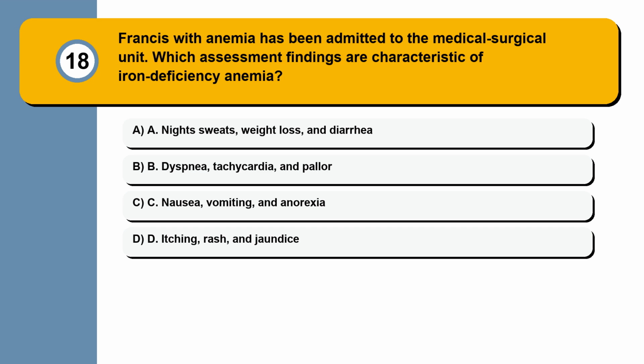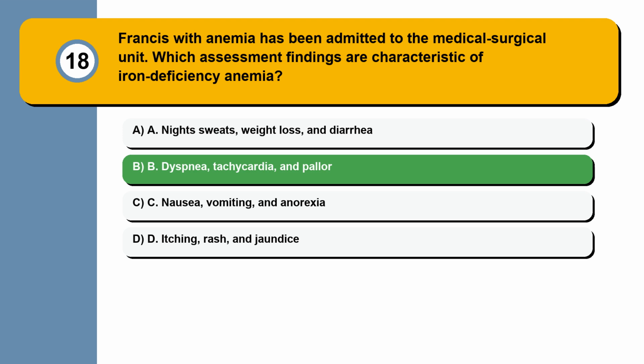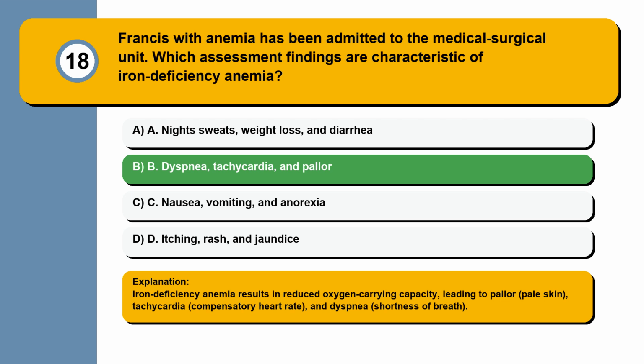Question 18. Francis with anemia has been admitted to the medical surgical unit. Which assessment findings are characteristic of iron deficiency anemia? A. Night sweats, weight loss, and diarrhea. B. Dyspnea, tachycardia, and pallor. C. Nausea, vomiting, and anorexia. D. Itching, rash, and jaundice. Iron deficiency anemia results in reduced oxygen carrying capacity, leading to pallor, pale skin, tachycardia, compensatory heart rate, and dyspnea, shortness of breath.